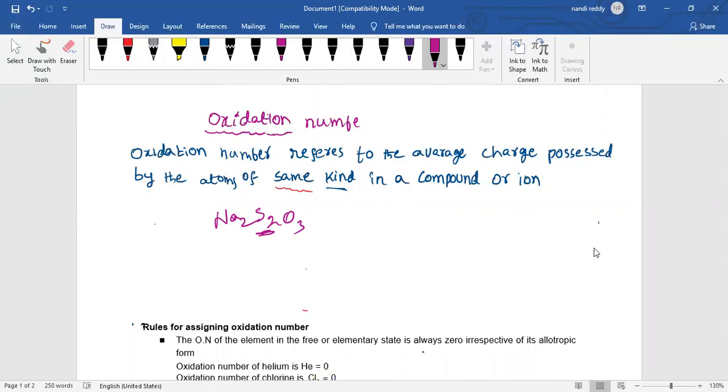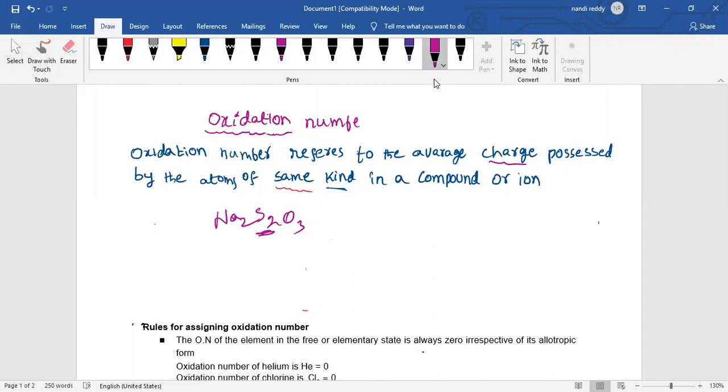The atoms may lose electrons, or they may gain electrons. So indirectly we are going to calculate the number of electrons lost by an element in a compound, or the number of electrons gained by an element in a compound. That is simply considered the oxidation number. Oxidation state is one more term as well as oxidation number, but mostly we use oxidation number. Both are almost similar.